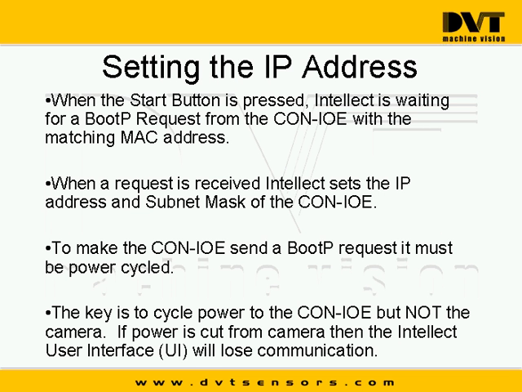Now, you do have to power cycle the CON IOE, the Ethernet I/O module. The problem that a lot of people run into is that when they try to power cycle that Ethernet I/O module, they actually cut power from the whole system. And if you cut power from the whole system, including the camera, you're going to lose communication with the camera, and the camera will never be able to supply that configuration you were trying to accomplish. So it's very important that you only cut power to the CON IOE, the Ethernet I/O module, and leave power to the camera. Otherwise, the camera won't be able to do what you're trying to get it to do.